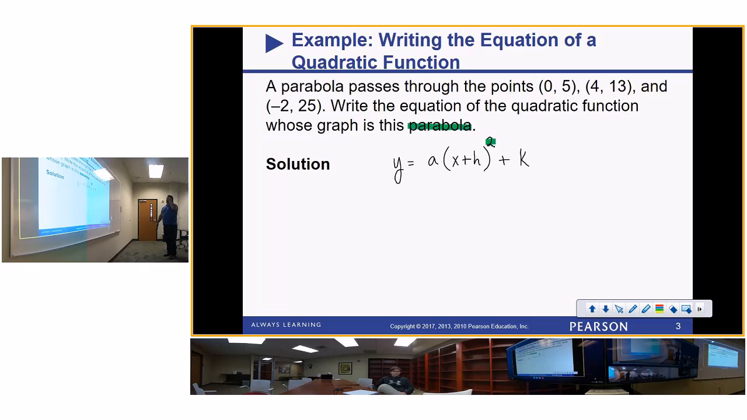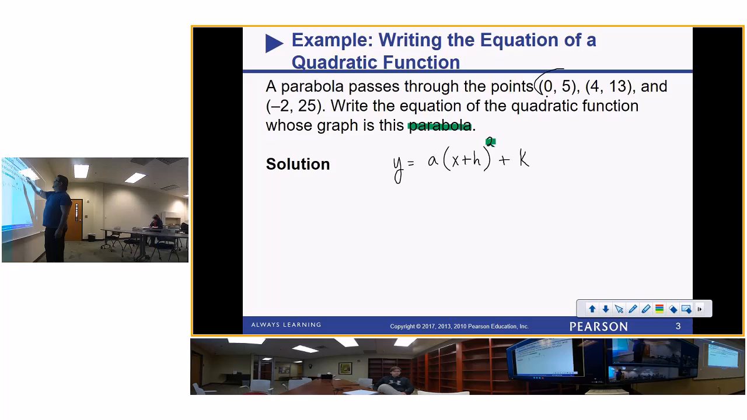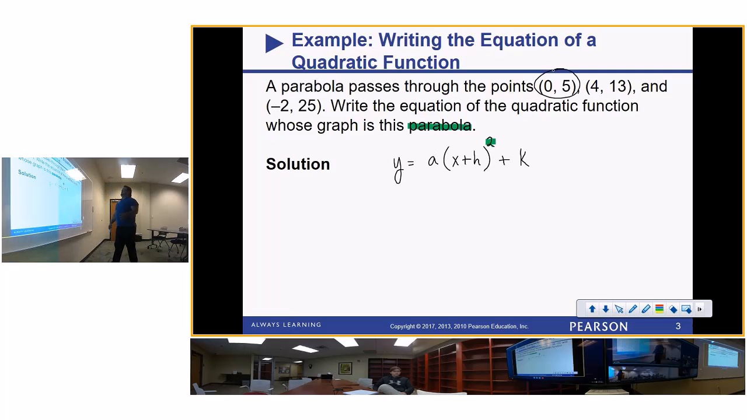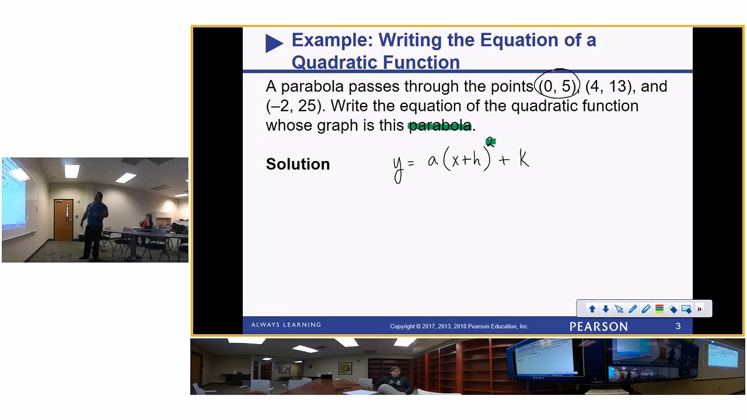I know. So the word parabola tells us that we have to make this to the what power? To the second power. There we go. Now, I like this guy. Why do I like this guy? Well, that's (0, 5). That's the y-intercept. And then you've got (4, 13). Now, I'm not going to fool with that (-2, 25) because let's keep it simple.